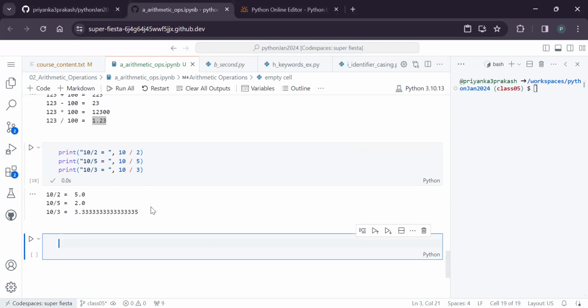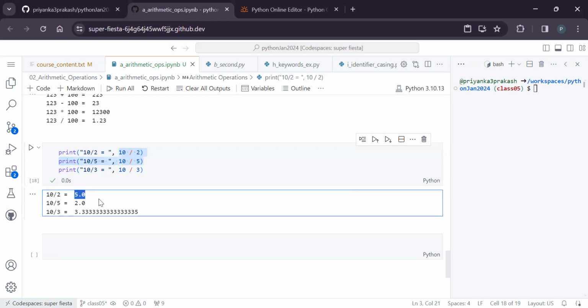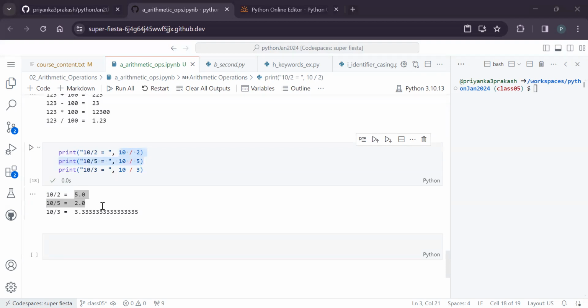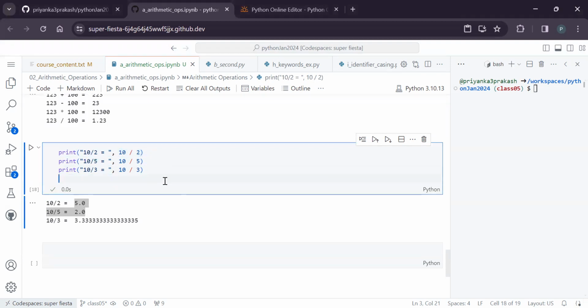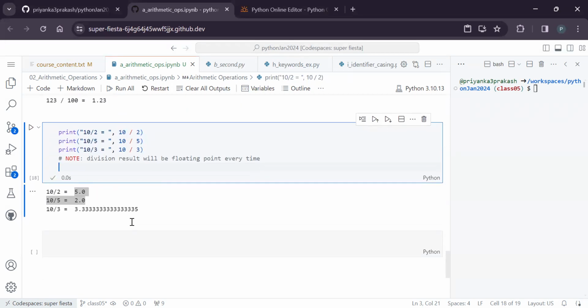In Python 3, when you do a division, no matter whether they were integers or floats or anything, even if it is a perfect division, you get a floating point value. So every time it will result in a floating point value. That is what we should be aware of, whether it is perfectly divisible or not.